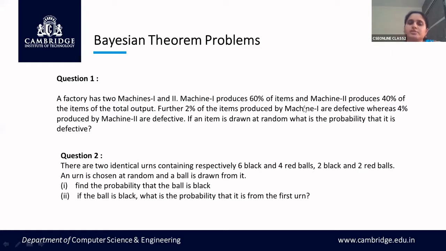So how can you solve this? First, find out what is the probability of a black ball which can be drawn from the first urn. Similarly, what is the probability of a red ball? Next, go ahead with what is the probability of a black ball which can be drawn from urn 2. Similarly, what is the probability of a red ball that can be drawn?